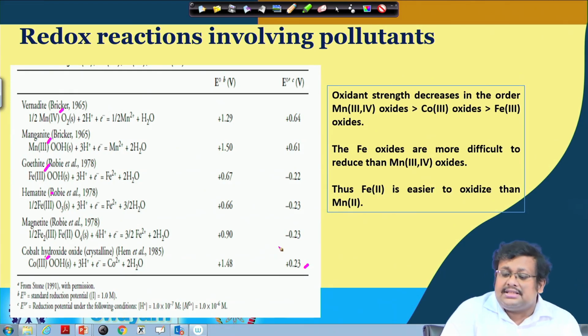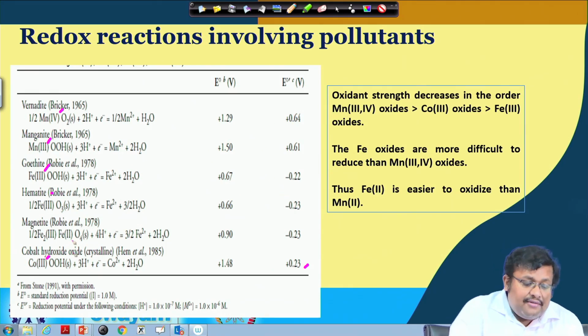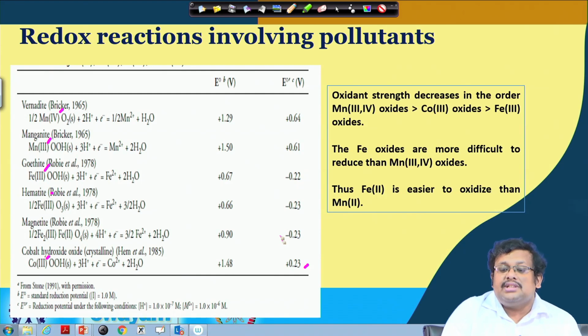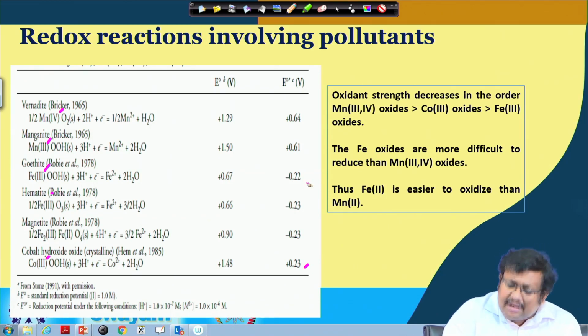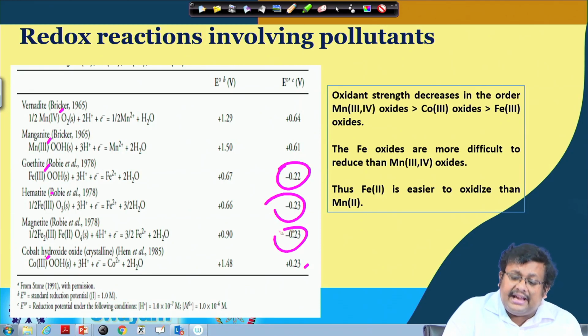Now, these iron oxides are more difficult to reduce than Mn3 and Mn4 species. Since Mn3 and Mn4 have positive potentials, they are always easy to get reduced. However, these iron oxides already have negative redox potential, so their tendency to get reduced is always low. Thus, Fe2 plus is easier to oxidize than Mn2 plus. Obviously, the species which is less likely to get reduced will tend towards getting oxidized, because, as you can see, they have negative redox potential.